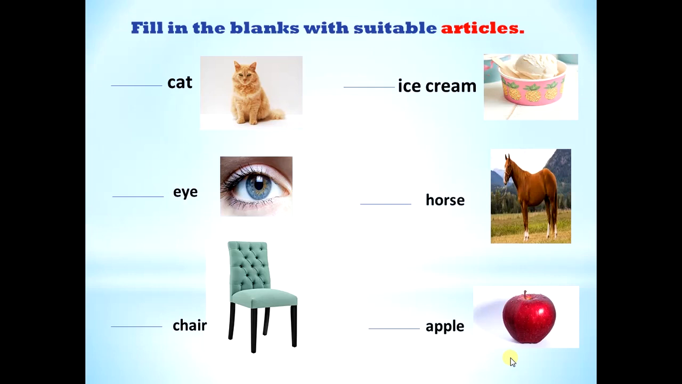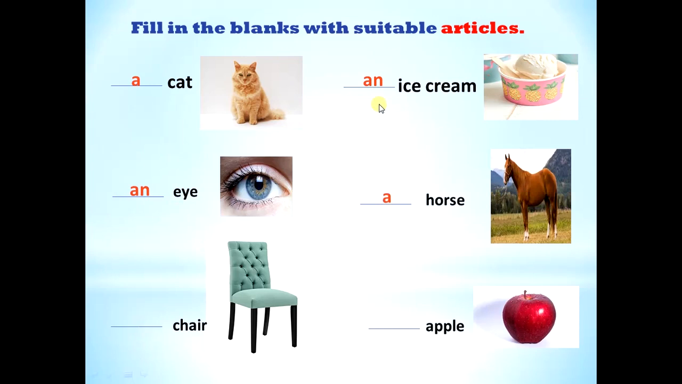Look at these pictures and tell me what to use, a or an. Yes, a cat, because you can see the first letter is a consonant. So we use a with the consonants. Next, an ice cream. Ice cream starts with I, that is a vowel, and we use an before a vowel. Then an eye. You can see E is the first letter and E is a vowel. So we use an.